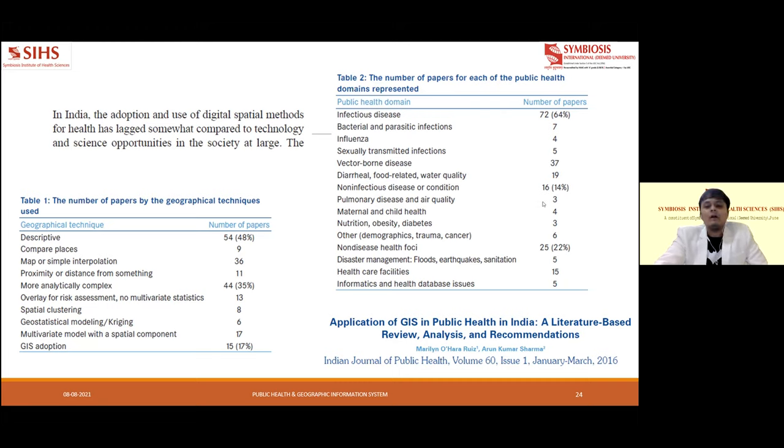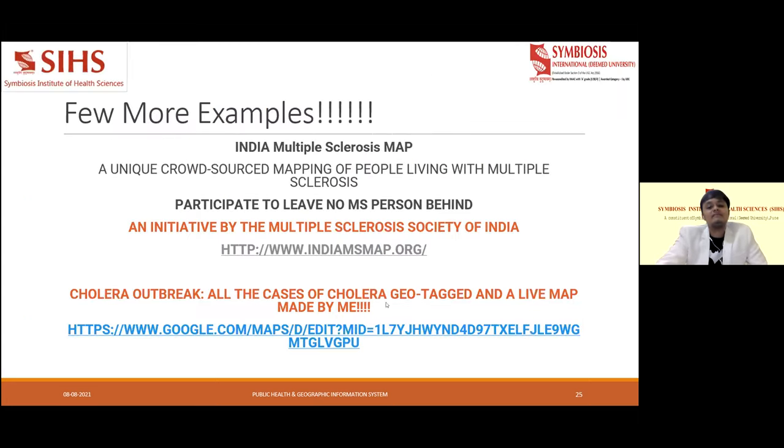Then there were seven papers which have used GIS for bacterial and parasitic infection. So that's all. There are a few more examples which were done by me.